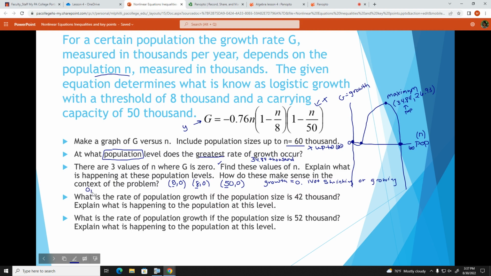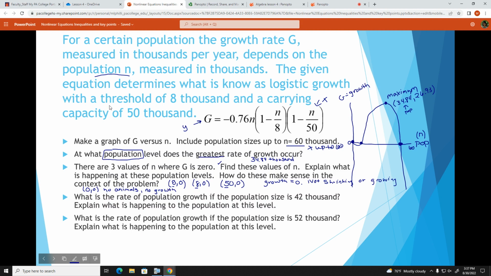So at 0, 0, there are no animals because the population is 0. And there is also no growth because they can't reproduce if there aren't any. So that one was easy. Next one, the 8 and the 0.